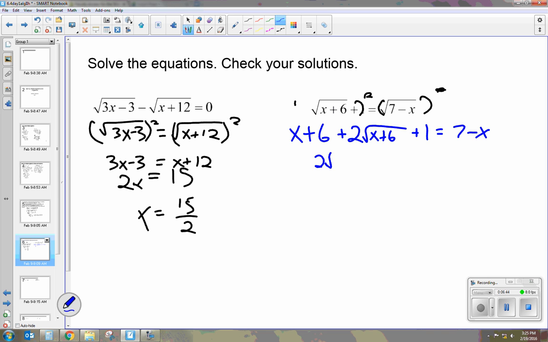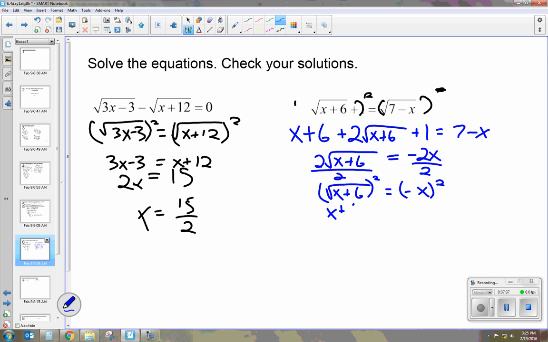We're going to leave our term with the radical on the left side. We're going to move everything else over to the right side. So we're left with negative 2x. Divide by this leading term here. Left with the square root of x plus 6 equals negative x. At this point, we're just going to square both sides.